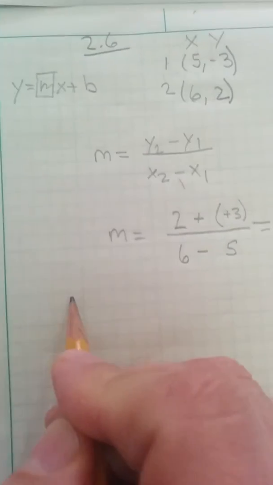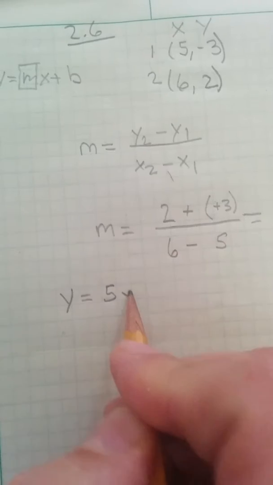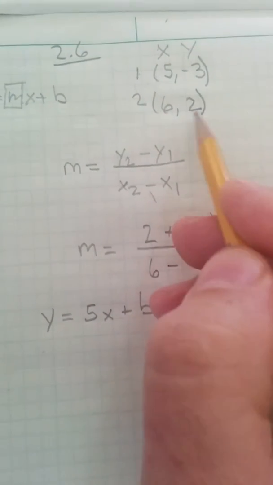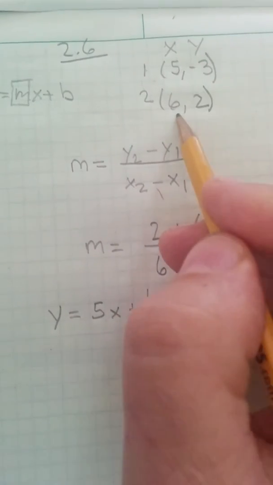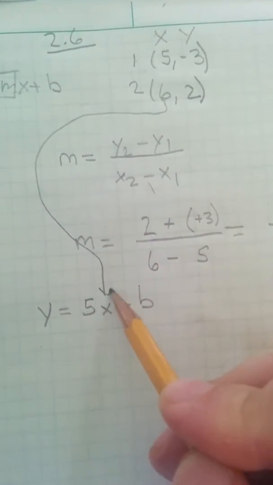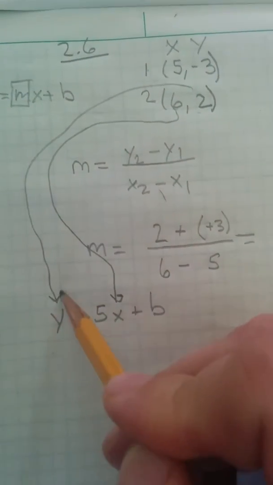So we're going to plug in what we know. We know that y equals 5x plus b. We still need the b value. So we're going to plug a point in. So let's plug the second point in because it's nice and convenient. When x is a 6, y is a 2.